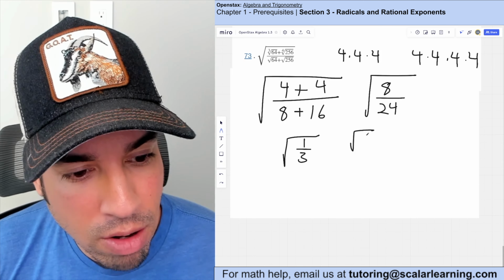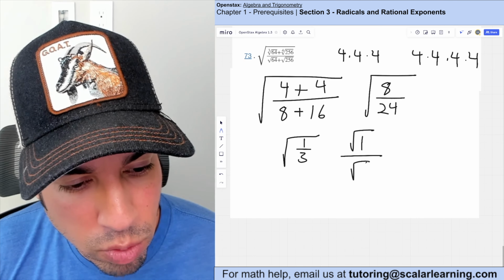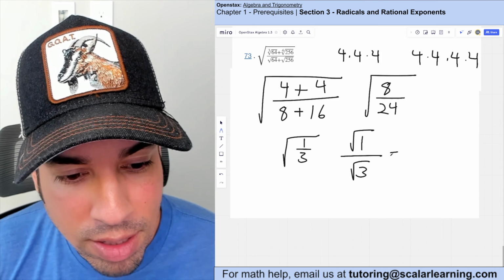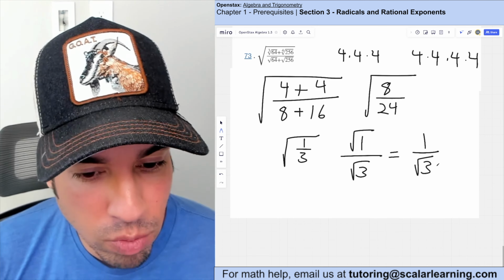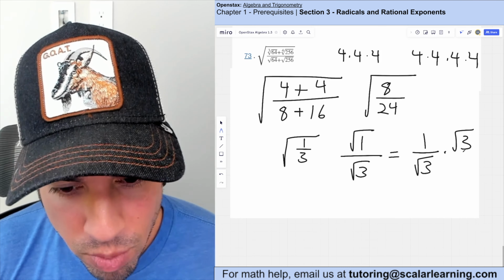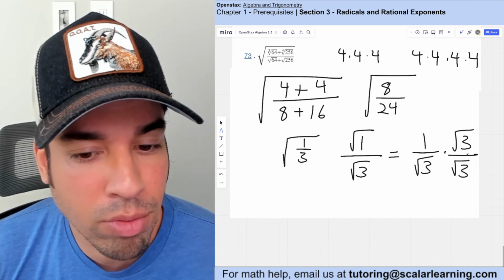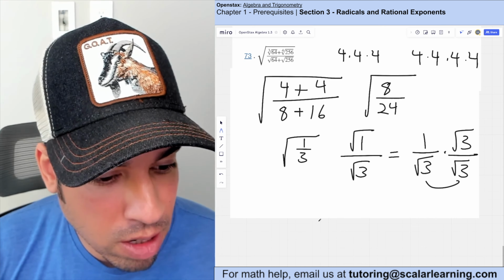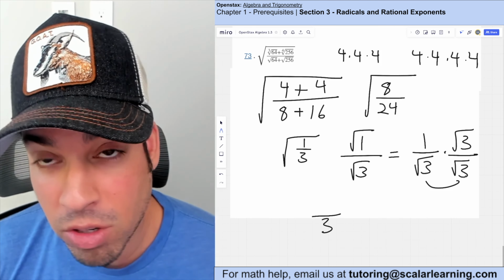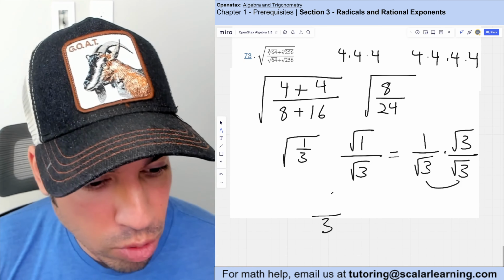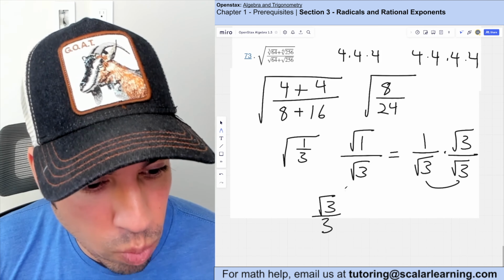Now I'm going to separate it out and make it square root of 1 over square root of 3. Well, guess what? The square root of 1 is just 1. And the square root of 3 is a problem. I don't want a square root in the denominator, so I'm going to multiply by rad 3 over rad 3. Now, this will just become 3 because a radical times itself just becomes the number underneath the radical. And 1 times square root of 3 is square root of 3 for the win.